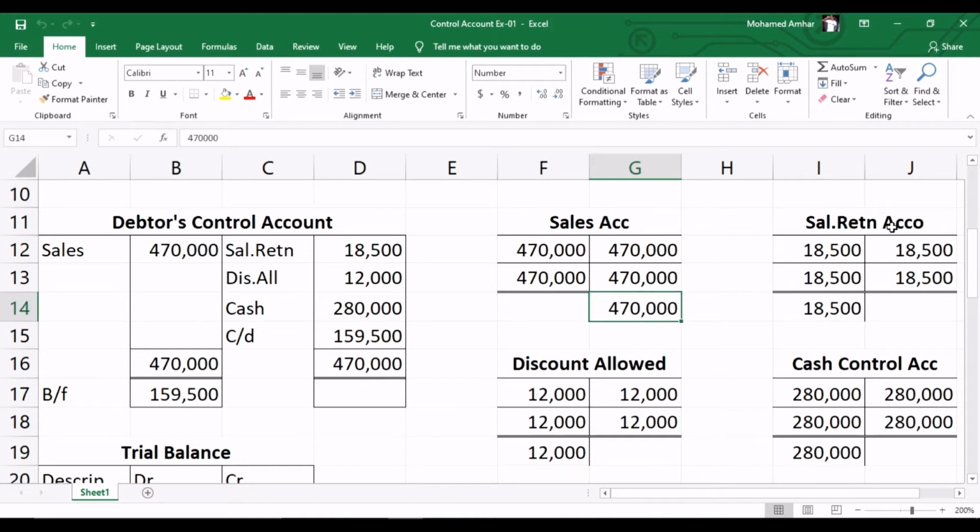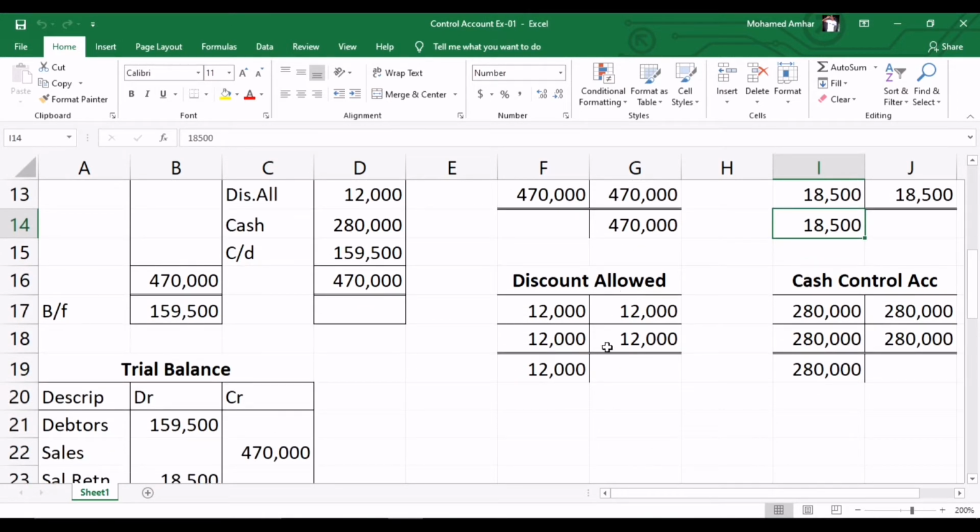Now see the sales return account. Right, sales return here debited 18,500, get the total and put the total here, and this is the carried down balance and this is the brought forward balance. Same as discount allowed, get the total and bring the brought forward balance. Cash account, here the balance is there, so get the total, carried down here and brought forward is there.